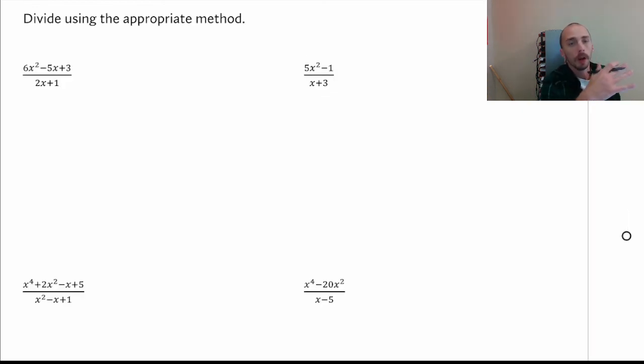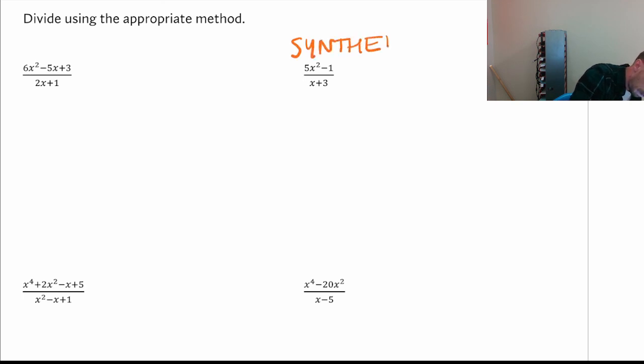All right, now these last 4, I want you to try on your own again, but what I'm going to show you is deciding which method to use. Remember, synthetic only works when we're dividing by x plus a number or x minus a number. So I'm just going to mark the ones that we can do synthetic with. This one off to the right, we can do that because we're dividing by x plus 3. That's just x plus a number. x minus 5, we can do synthetic division on that one as well.